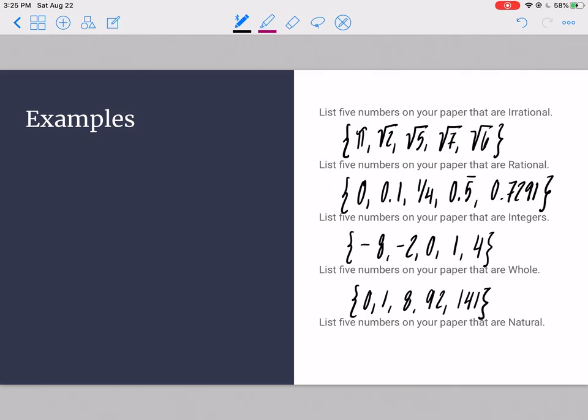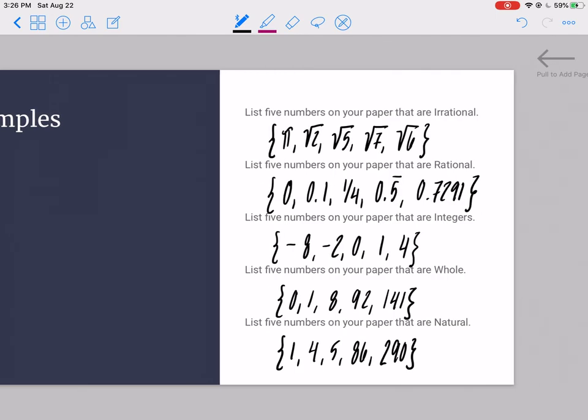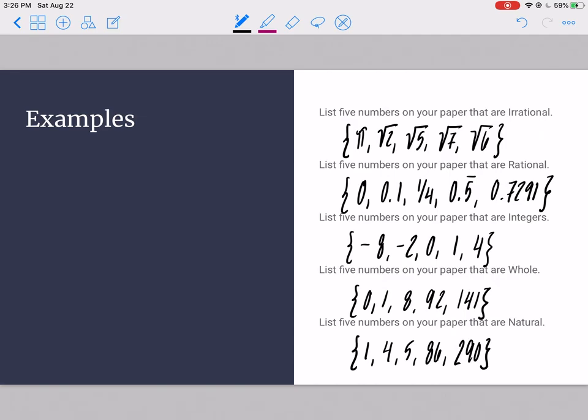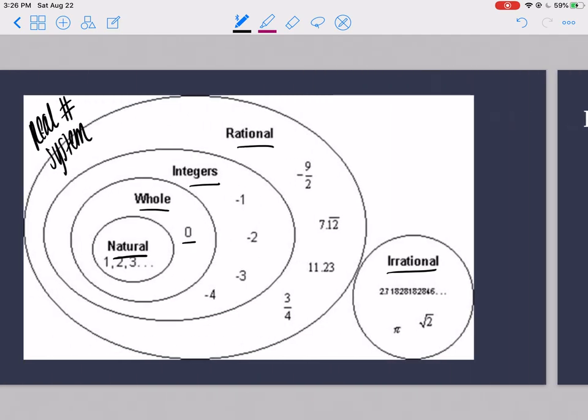And then 5 numbers that are natural, so all the naturally appearing numbers in nature, not including 0, so starting at 1, and then any of the rest of the positive whole numbers. So 4, 5, 86, 290, etc. Lots of different examples. So these are all of our examples today.